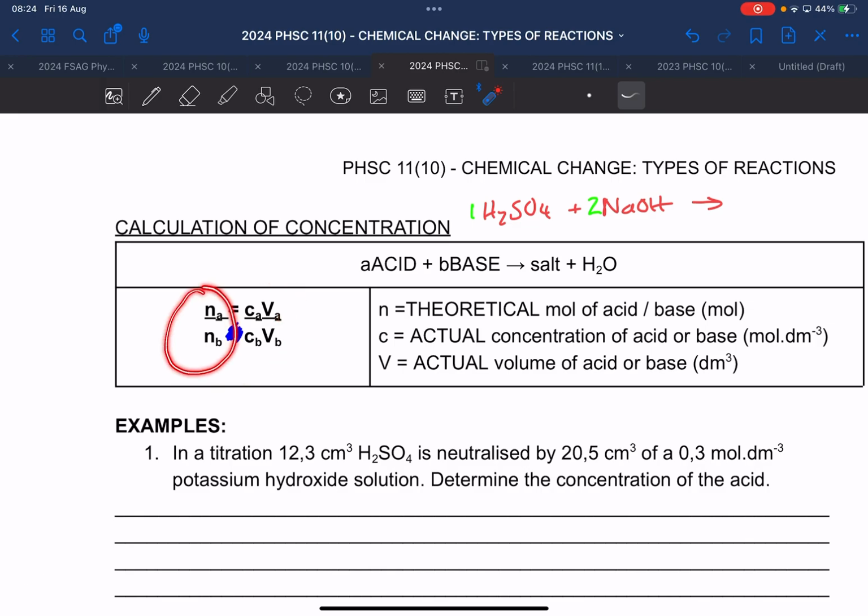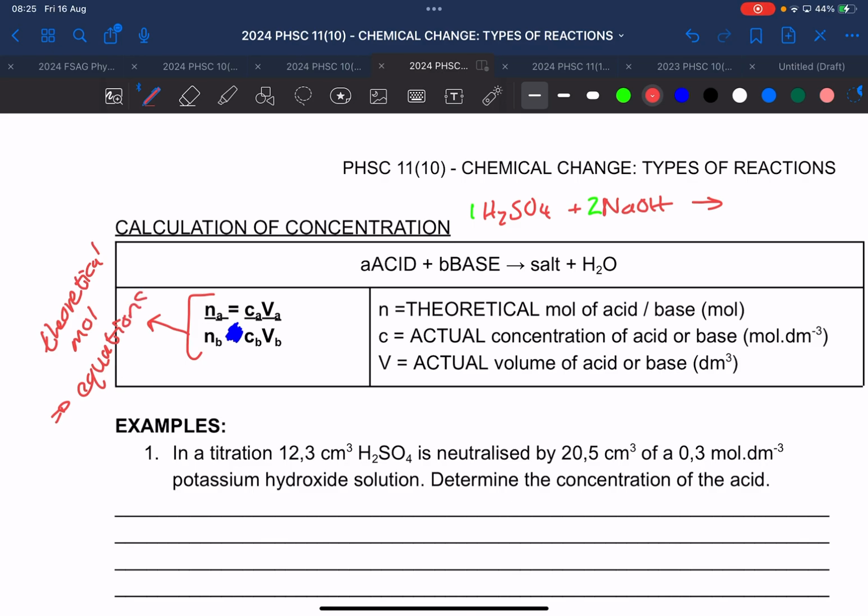On the left-hand side, we have mole and mole, and that mole there represents your theoretical mole. And where do you find your theoretical mole? You find it in your balanced equation. So that mole there is that 1 and 2 that we have here.